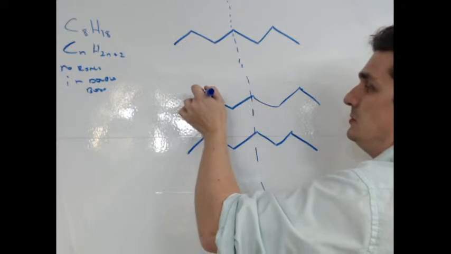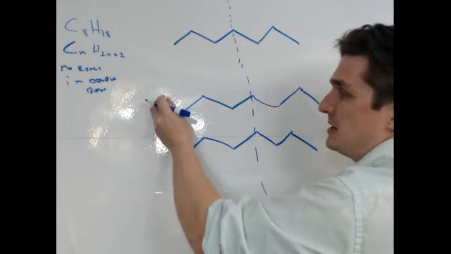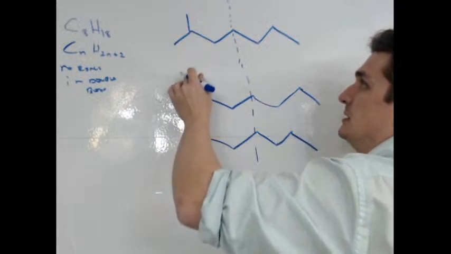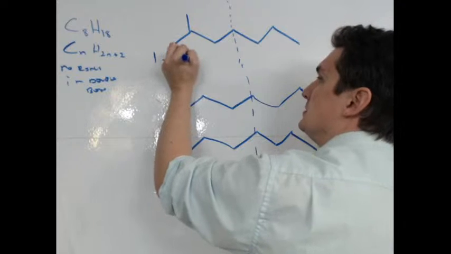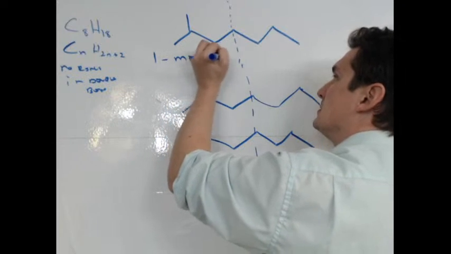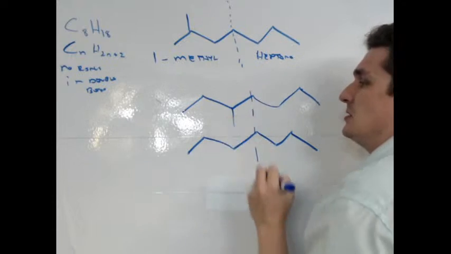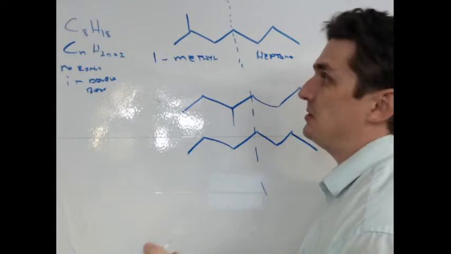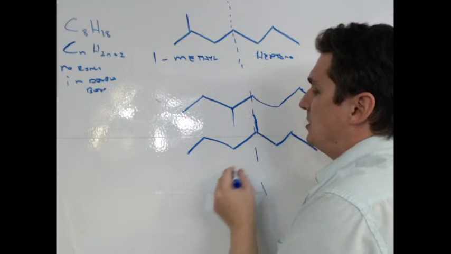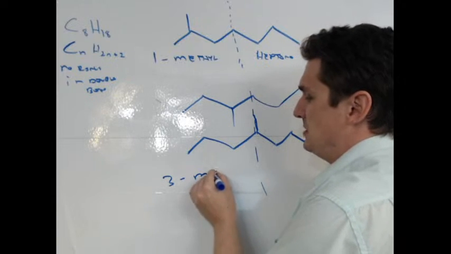So we can't put a methyl group here because that would give us octane. So we have to go to the first one. So this would be 1-methyl heptane. Next option, go to the second carbon. This would be 2-methyl heptane. And then go to the 3 carbon, which would give us 3-methyl.